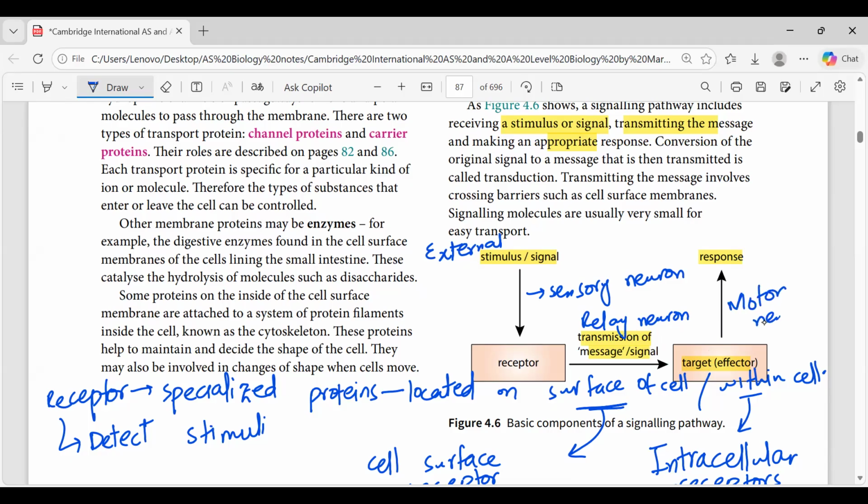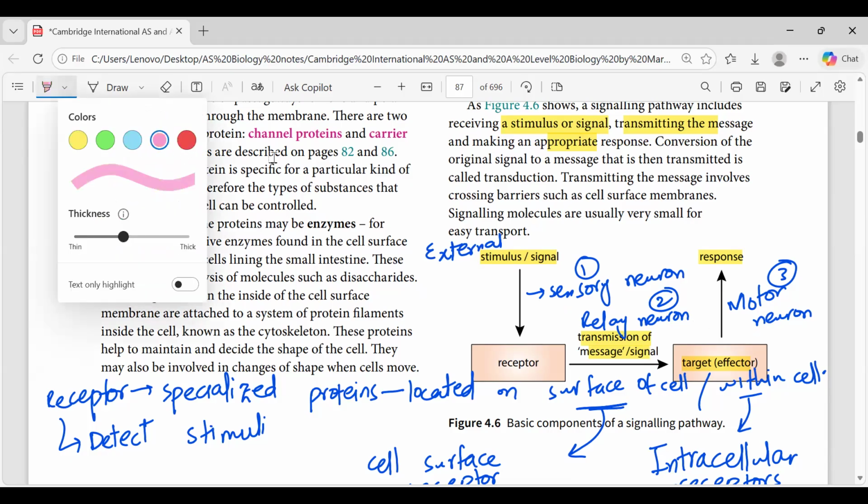motor neurons. So there are three types of neurons: sensory neurons, relay neurons, and motor neurons. Basically, relay neurons make the connection between sensory neurons and motor neurons. In your book, this is written as relay neurons that give connection to the sensory neurons and motor neurons. So this is what is happening.